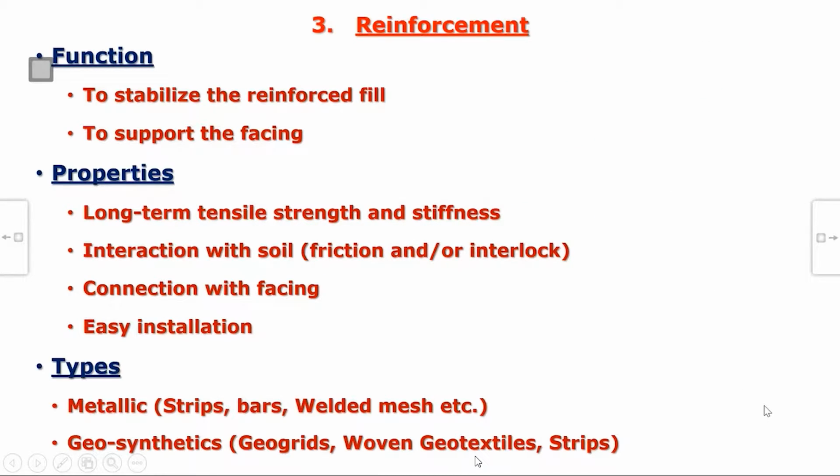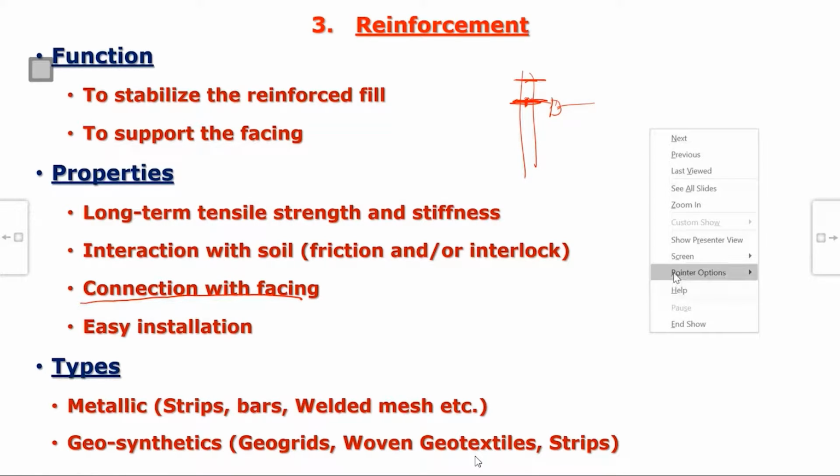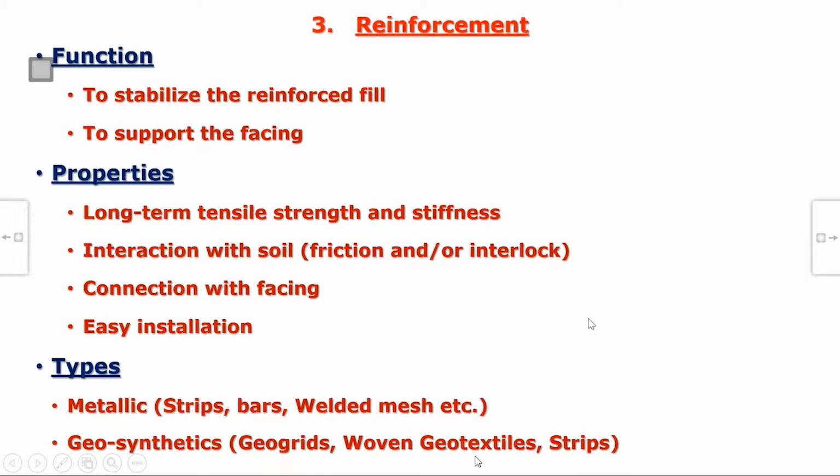Third is connection with facing. As I told you, it must have a proper connection with facing. There are different connections. Sometimes there is a knot, sometimes there is a bodkin element, where the reinforcement comes out and you put a bodkin piece. Sometimes you put it between two elements of facing, and the facing has some projection which goes into it, and then it holds by friction. So there are different patented or designed connections, but there has to be a proper connection with facing. And another important property from the constructability point of view is easy installation.